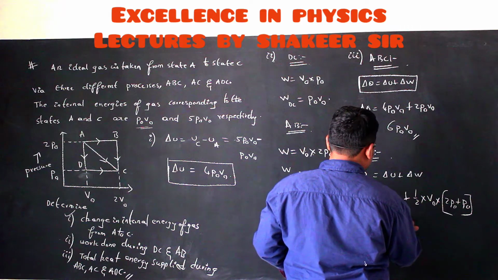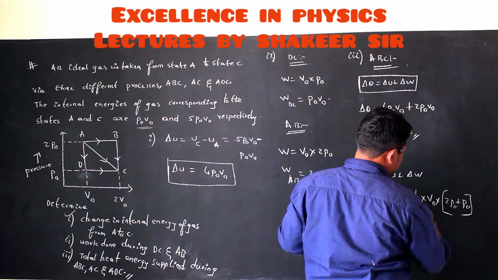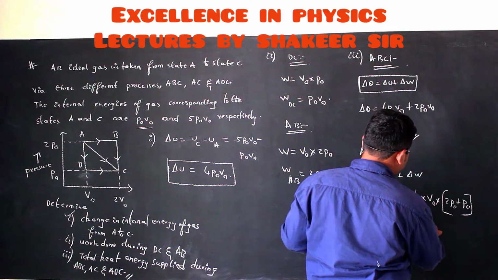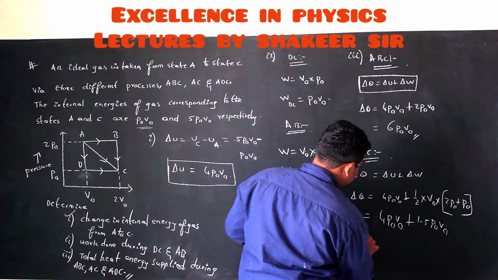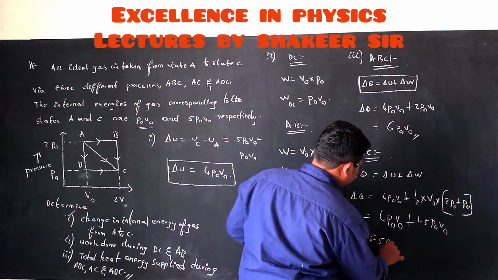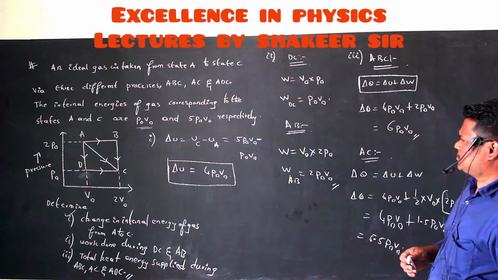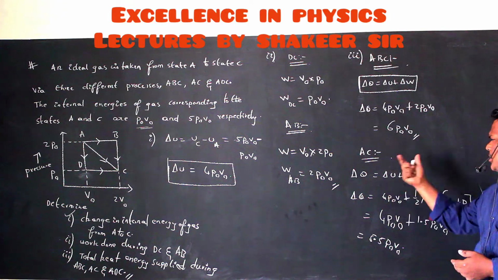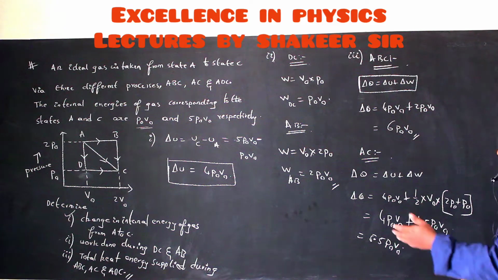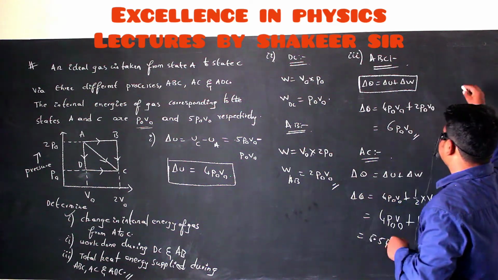So therefore, what is the total heat energy supplied? It is 4 P naught V naught plus the work done, which is 3 by 2, so 1.5 P naught into V naught. So in total it is 5.5 P naught into V naught. This is the total heat energy supplied in the process A to C. Clear?